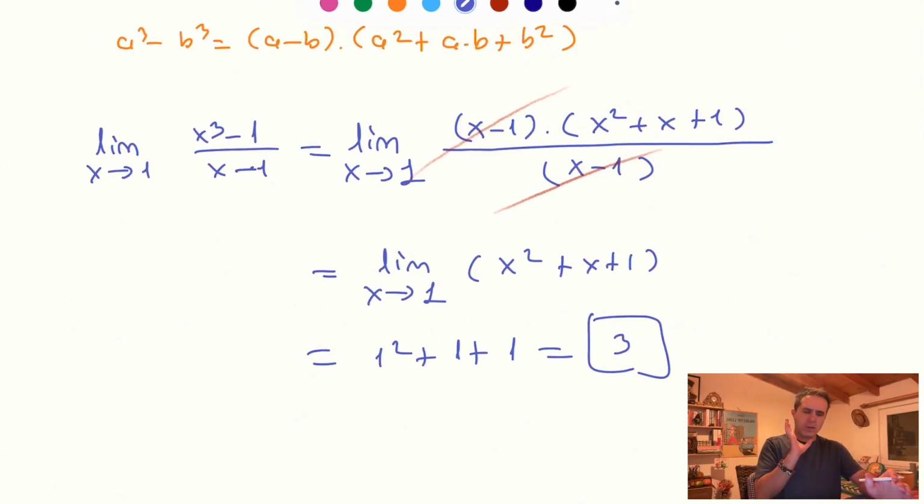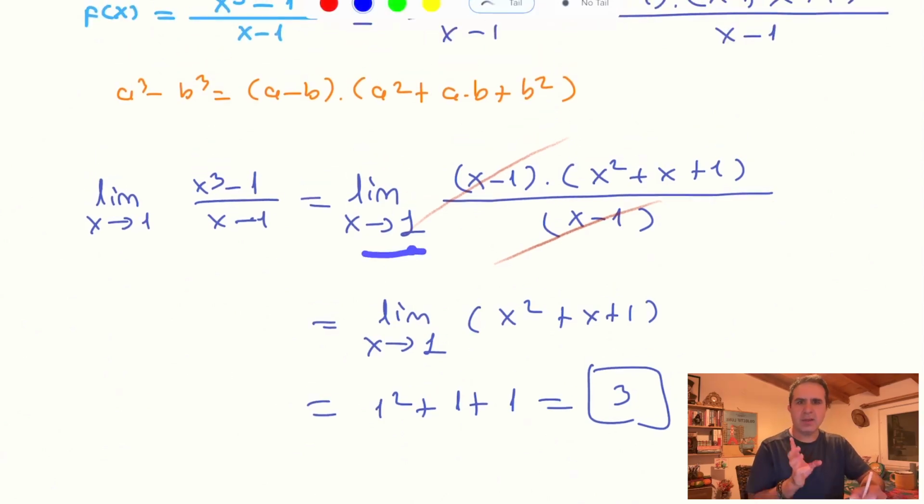Here, you should know that we do not substitute the number 1 before simplifying. If we substitute first, the expression becomes undefined because we get 0 divided by 0. But after simplification, we can safely substitute this value.